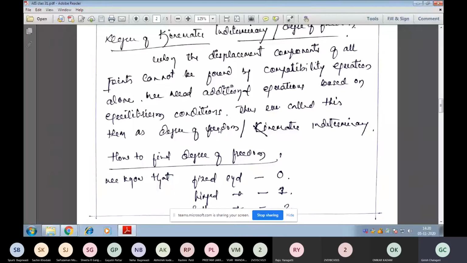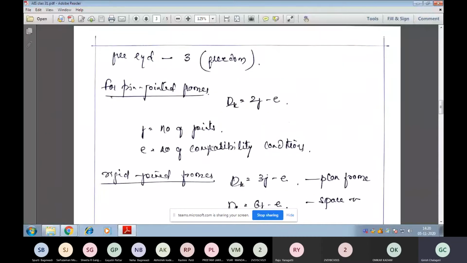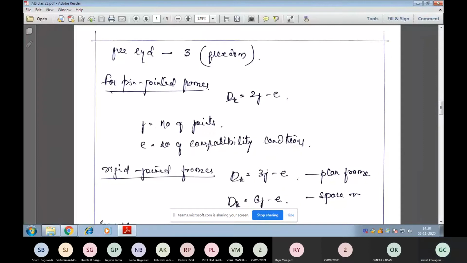So kinematic indeterminacy or degree of freedom can be explained as the displacement components of all the joints, which cannot be found by compatibility equations; we need additional equations based on equilibrium conditions. Thus, we call them degrees of freedom. That is, the number of unknowns can be known from the support conditions. Here we can see some of the examples I have shown.